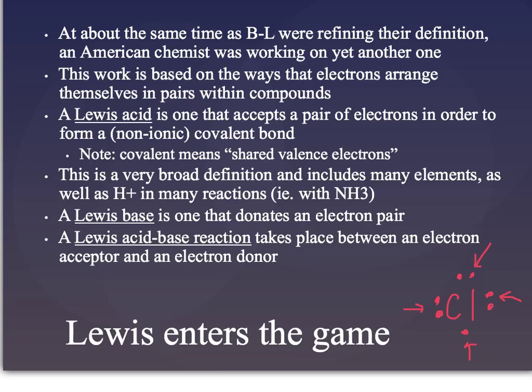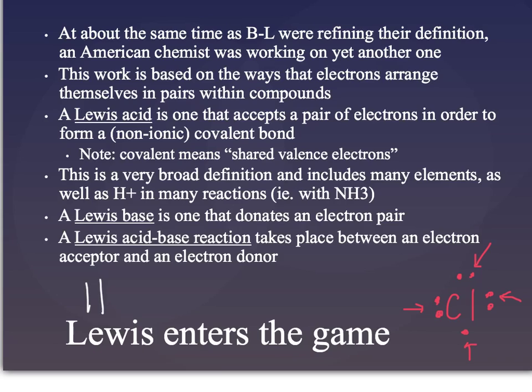This model is called a Lewis dot structure. And because Lewis's focus in chemistry was on electrons and how they behave and where they can be found, you might expect that his definition of acids and bases is in fact centered around electrons. So the Lewis acid, he said, is any molecule or element that accepts a pair of electrons in order to form a non-ionic covalent bond.